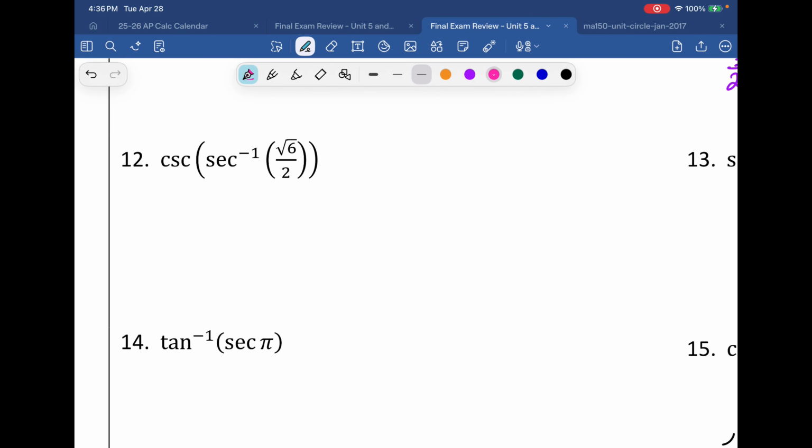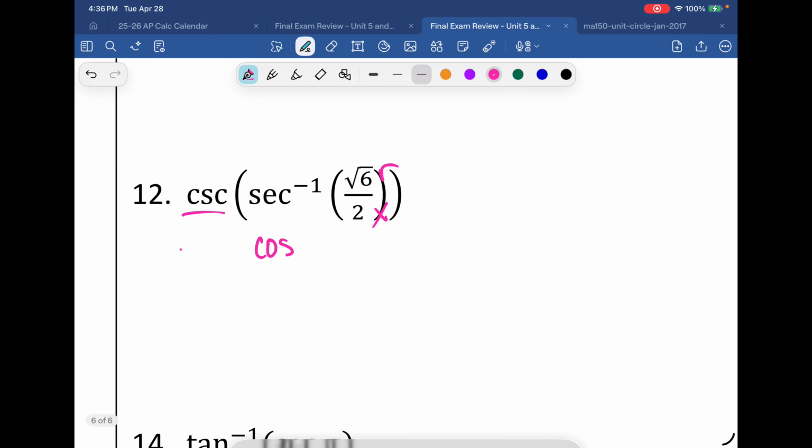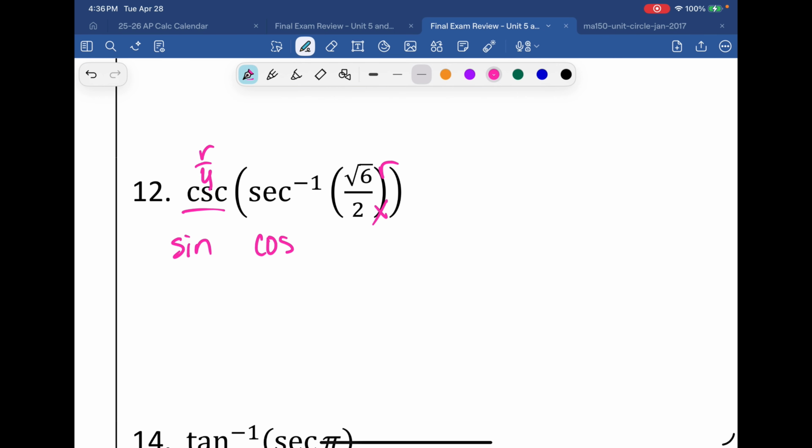All right, cosecant of the inverse secant of root 6 over 2. That's not a unit circle value. So if I recognize that secant is the reciprocal of cosine, cosine is x over radius, so this must be radius over x. Okay, it's asking for the cosecant, which is the reciprocal of sine. Well, sine is y over radius, so cosecant must be radius over y, and you can see that we're missing the y.